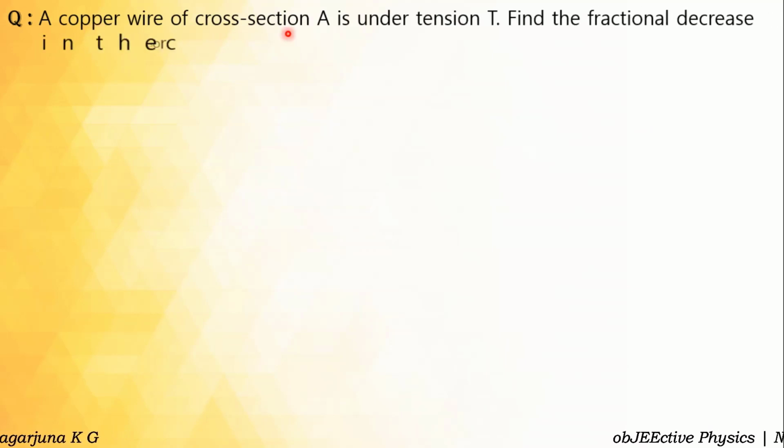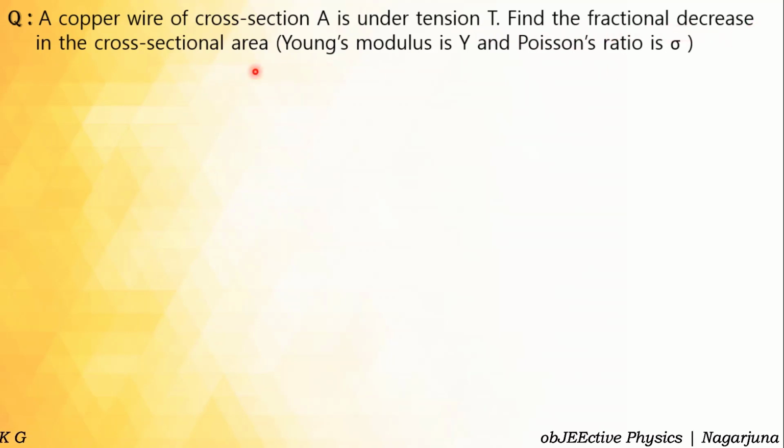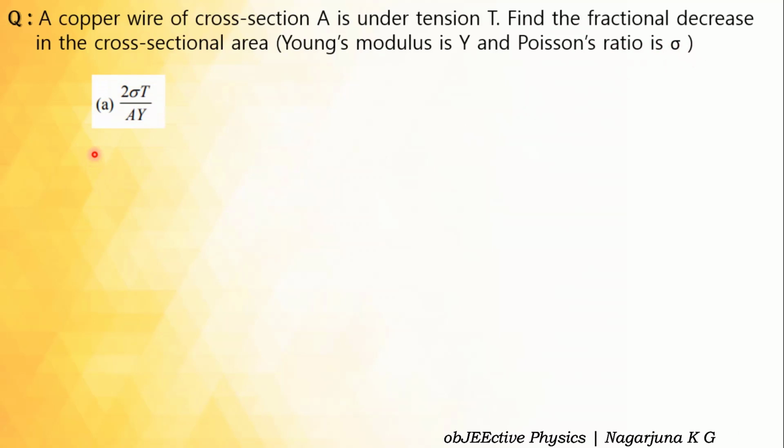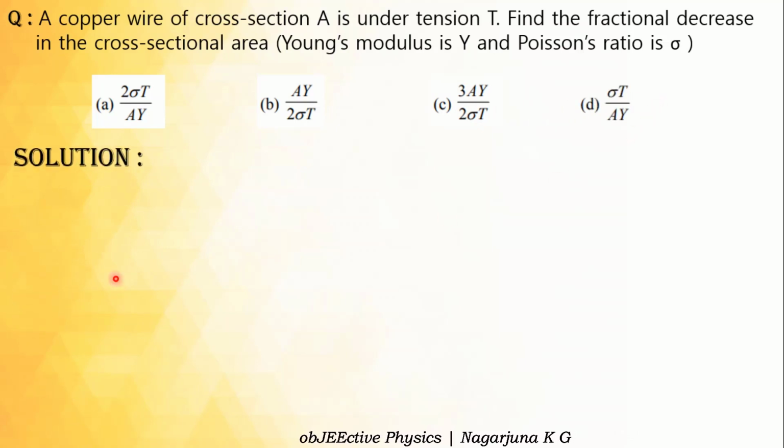Next question. A copper wire of cross section A is under tension T. Find the fractional decrease in the cross sectional area. Young's modulus is Y and Poisson's ratio is sigma. Option A, 2 sigma T by AY. Option B, AY divided by 2 sigma T. Option C, 3 AY by 2 sigma T. Option D, sigma T by AY. Solution.